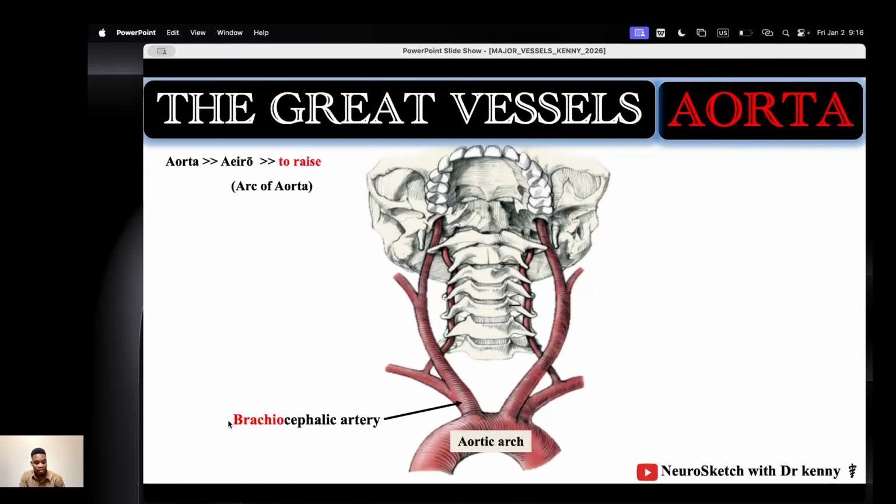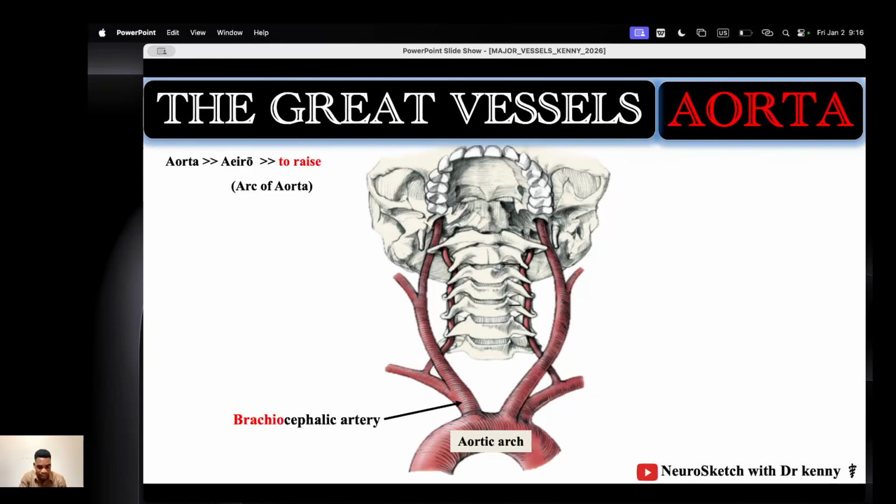Why is it called brachiocephalic? I've highlighted this in red so that you can remember that it has a brachial part and a cephalic part. The brachial part is going to supply the upper limb, and the cephalic part is going to supply the structures of the head and neck.